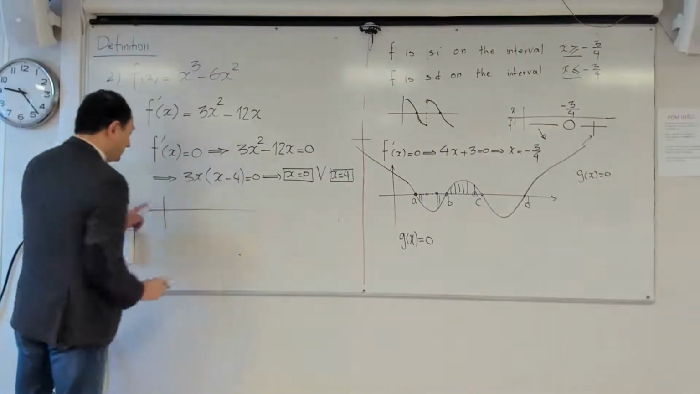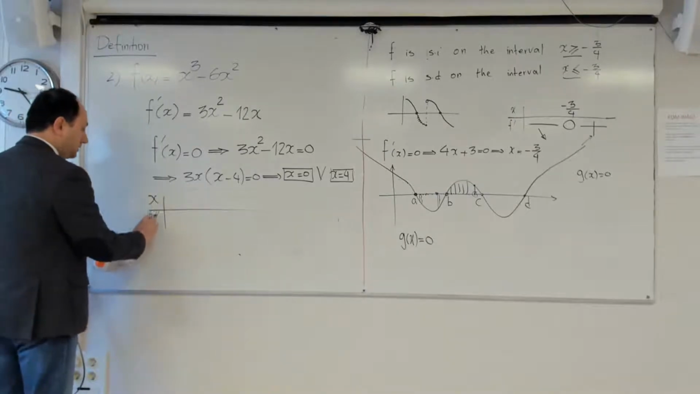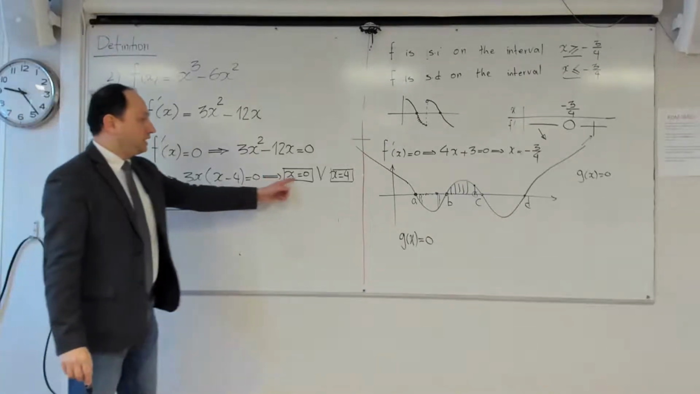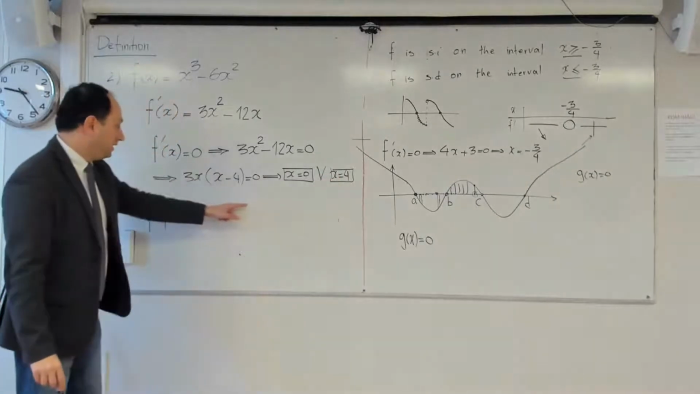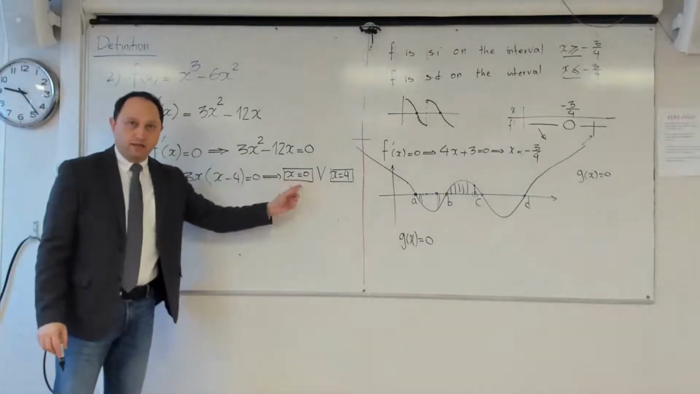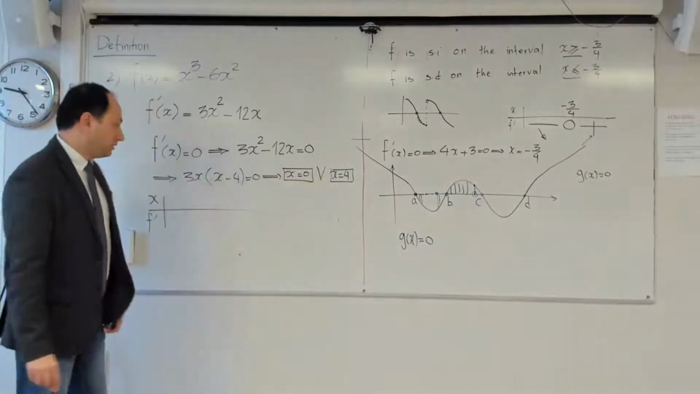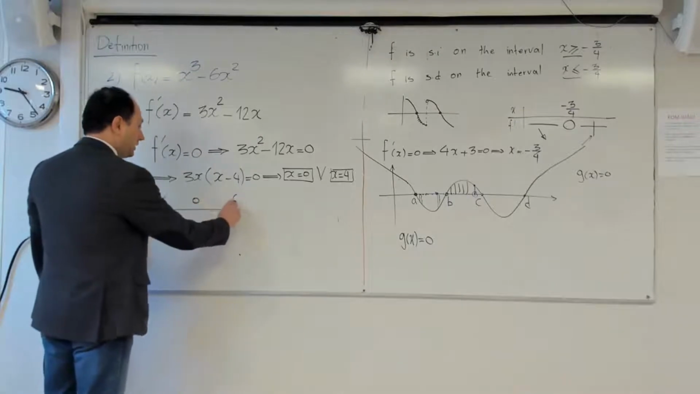For the time being, this table has only 2 rows. One of them is x, one of them is f prime, and then you put these numbers that you found here in front of x, but you have to keep the order. The smaller one on the left, and the greater one on the right. So I will write 0 and 4.